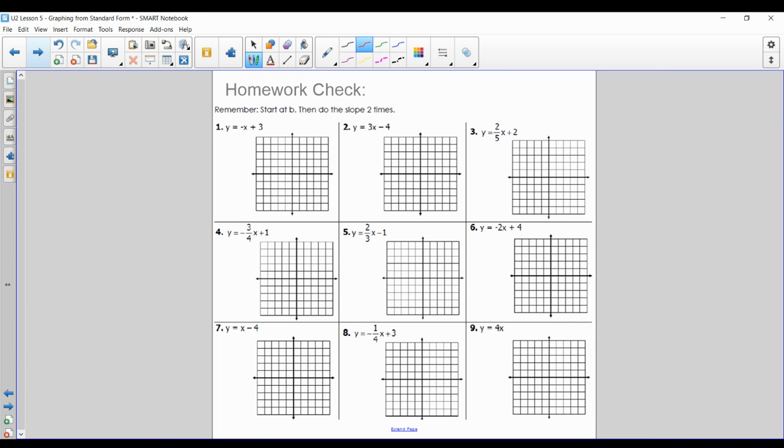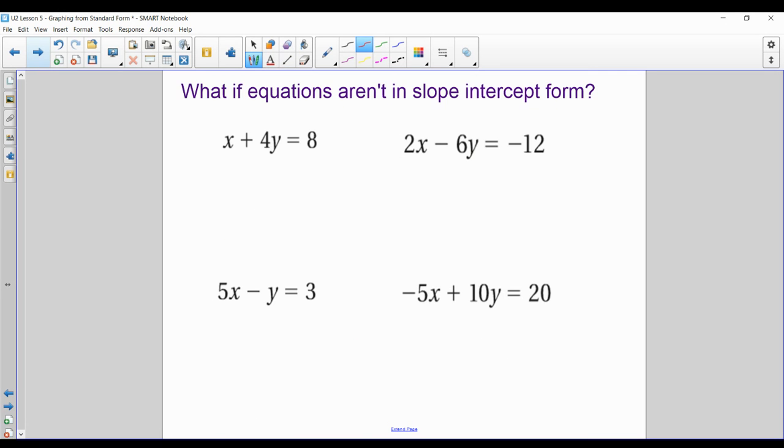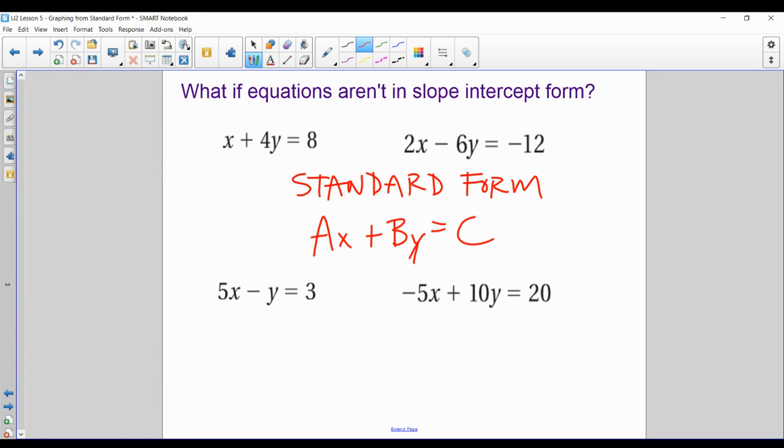Okay, we had a homework that was all about graphing in slope-intercept form. Please just shoot me an email if you would like to see the solution to any of those. Okay, so today, what if they aren't in slope-intercept form? And these 4 equations are actually in what is called standard form. Standard form is a times x plus b times y equals c.